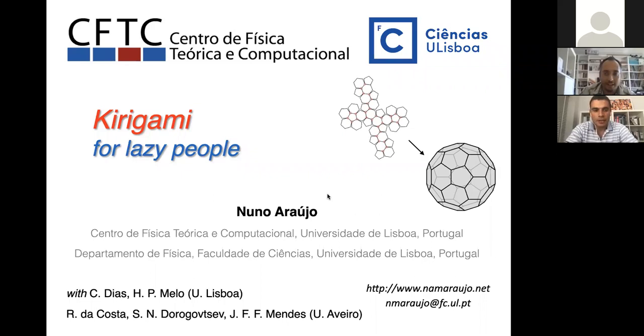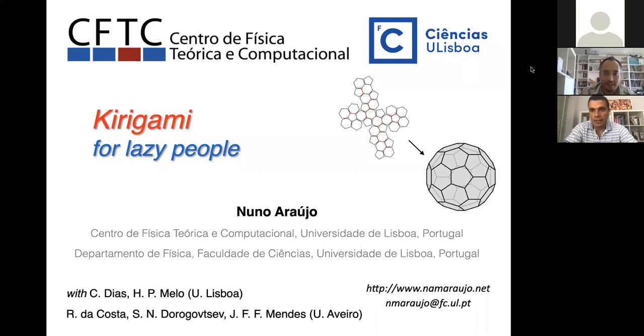And so, as Cristóbal said, for today, I would like to talk about Kirigami, where the idea is to obtain 3D shell-like structures like the one I'm showing you here on the right-hand side from the folding of a two-dimensional template that consists of rigid panels connected through flexible hinges.